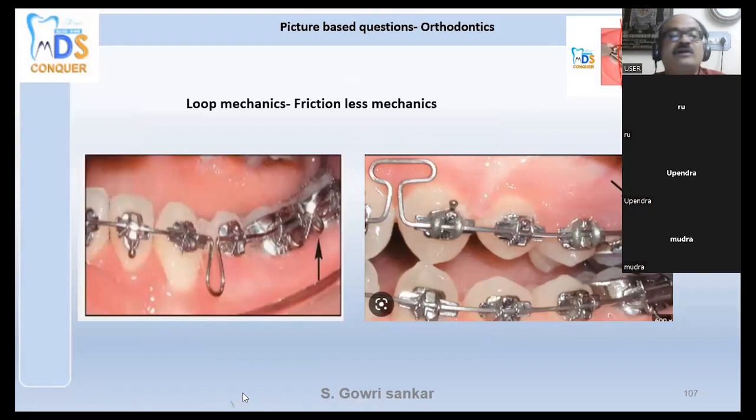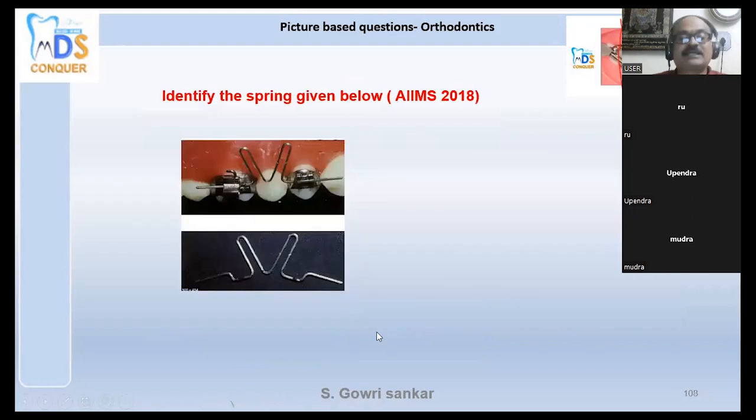Usually K loop is not given in the upper arch. Here in the upper arch you give a T loop. This is the normal teardrop loop, the pear loop or teardrop loop. Why I'm asking this question is that this is repeated. Those are called frictionless mechanics. So what is the spring given here? What is it looking like? Yes, you are thorough with the questions.